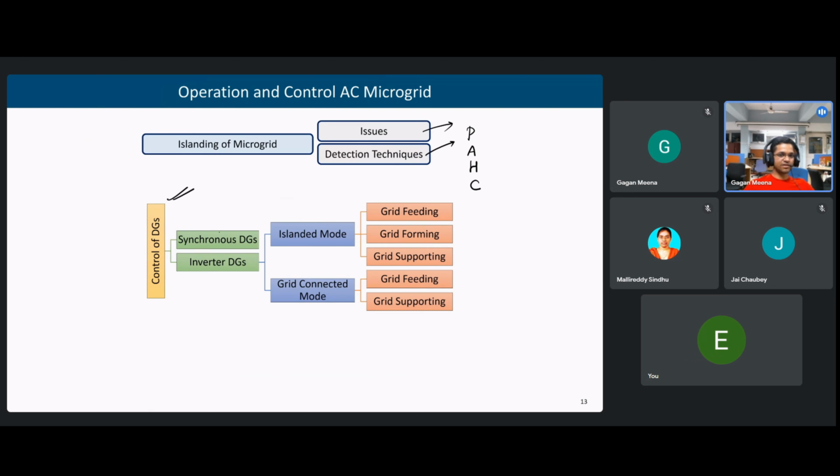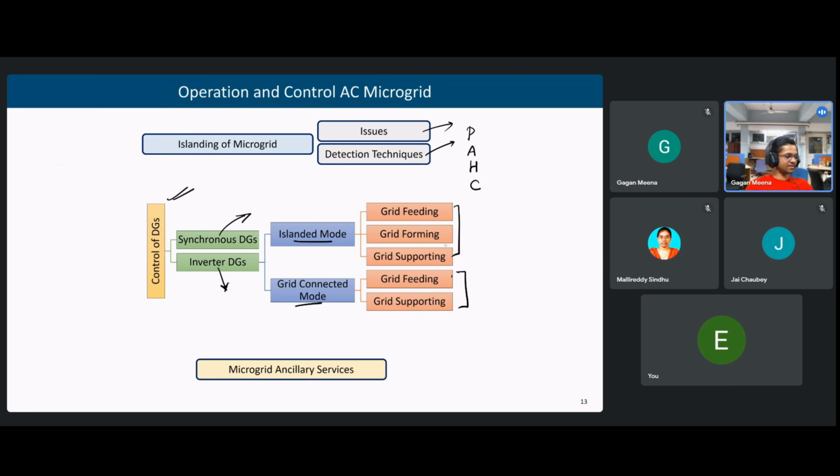So we have synchronous DGs and inverter DGs. Synchronous generator DGs have their normal control. We already have these generators, so they have the same control which is followed in the conventional generators. And inverter DGs can operate in islanded mode and grid connected mode, and they can have these three different types of operation.